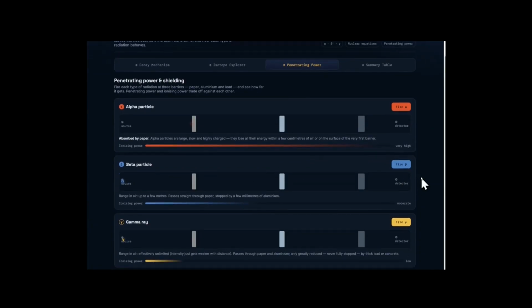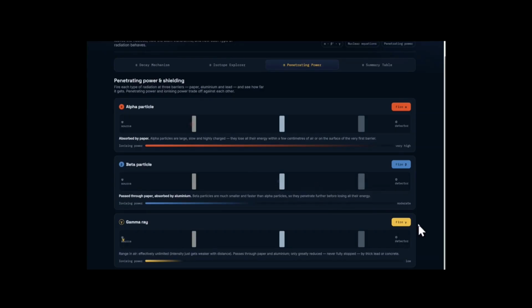Beta particle, let's move this up. We're going to fire it off. It's going to go through that paper, and it's going to be stopped by aluminium, a metal. They're much smaller and faster than alpha particles because, remember, an alpha particle is a helium nucleus. A beta particle is a highly energized positron or electron. So it's going to go through, but it's going to lose a lot of its energy, and it's going to be less ionizing.